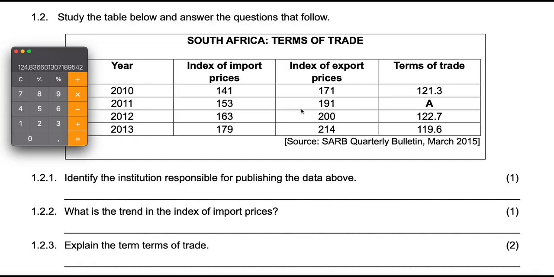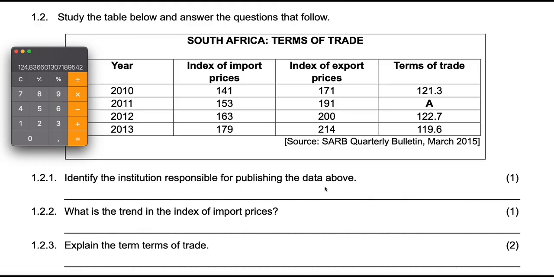But then when we now put them together, then what we see here is either an improvement in the terms of trade or a decrease in the terms of trade. Okay, with that said, this was published by the South African Reserve Bank in their quarterly bulletin in March 2015. So that's the first quarter of 2015. Now let's go to the questions.